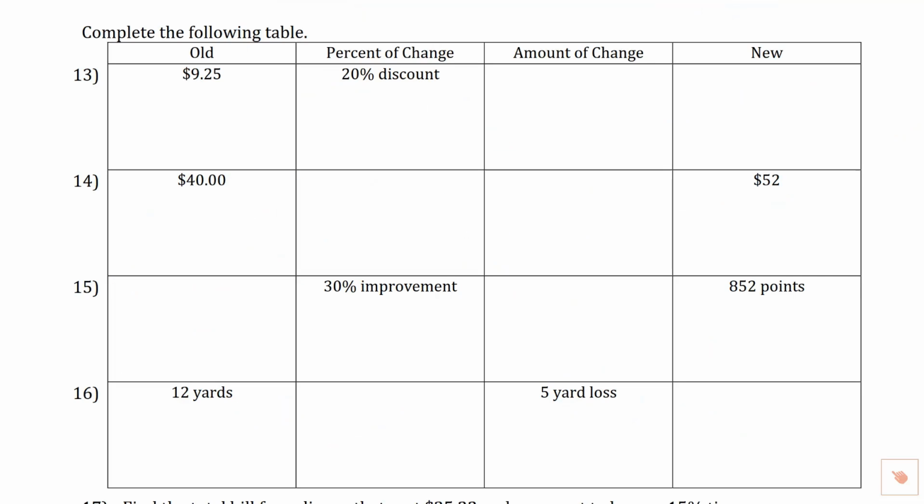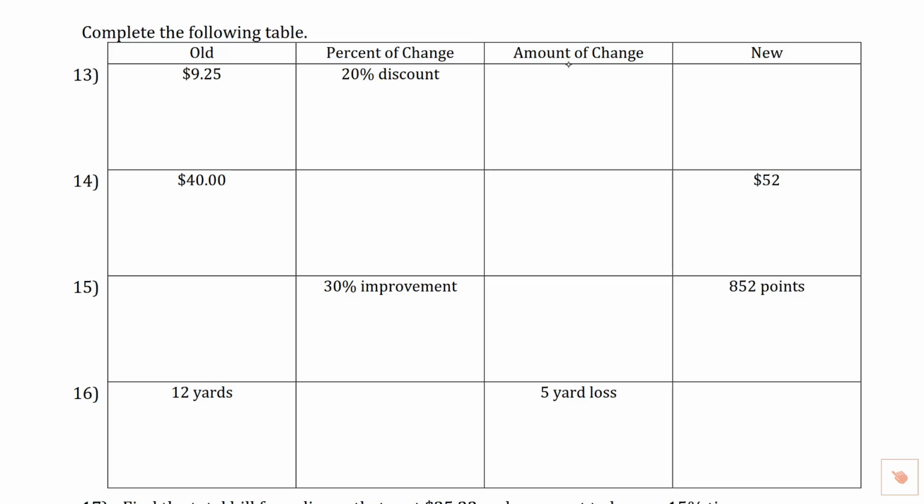Let's go ahead and take a look at this other side. We've got this table here with a whole bunch of information in it, and then some things missing. This is similar to the one where we did the markup and discount. We were finding the change, new price, old price, all that sort of stuff. So let's take a look at this one and then see if we can remember how to do these. So the old price is $9.25. The percent change is 20%, so they're going to mark it up 20%.